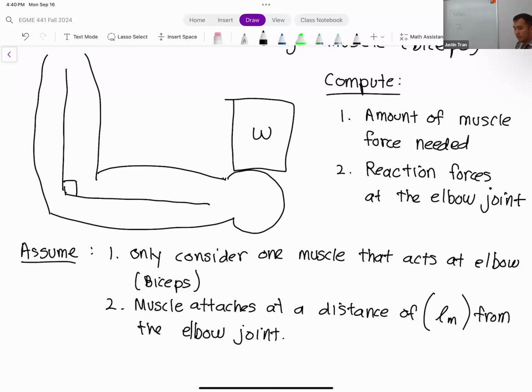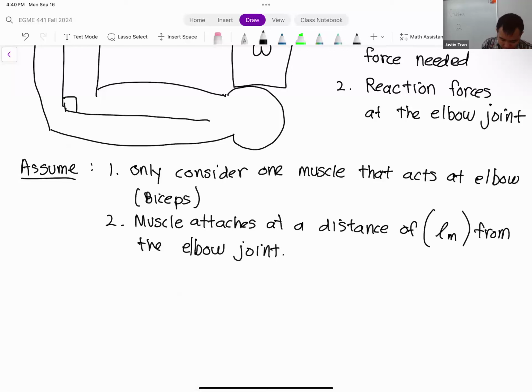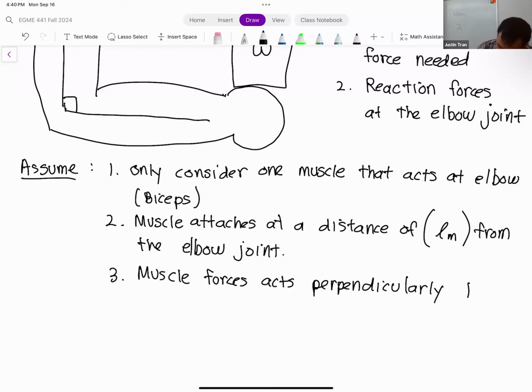So I'll show you kind of what that means in a second. Another thing that we're going to assume in this case is that the muscle force acts perpendicularly to the forearm. Most of the time, this is going to be true.